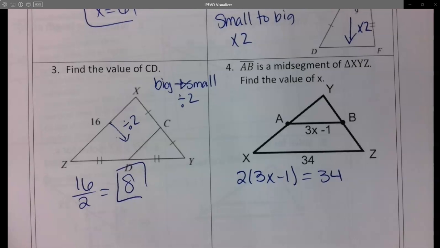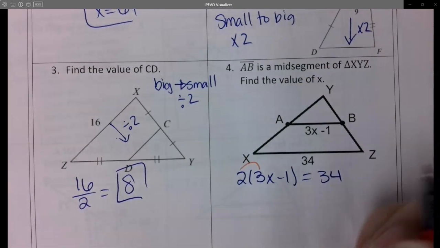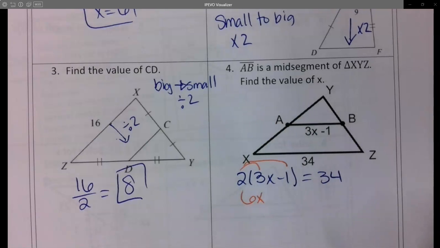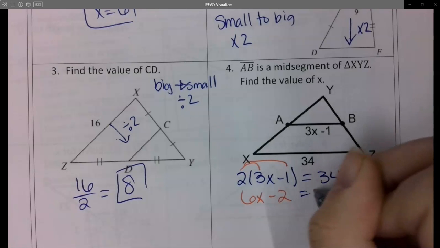Then I just want to go ahead and solve this. So I want to distribute the 2. 2 times 3x gives me 6x. 2 times negative 1 gives me negative 2. And then it still equals 34.